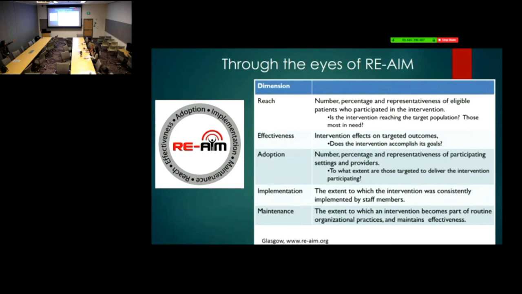Adoption is what settings, which hospitals take it up, and which people within those settings take it up. So this is the initial adoption. How many people take up your target zero thing? You try to spread it to 5 other hospitals, and 3 of them start doing it. And within the 3, out of the 20 physicians, 10 use it. That's adoption. All right?